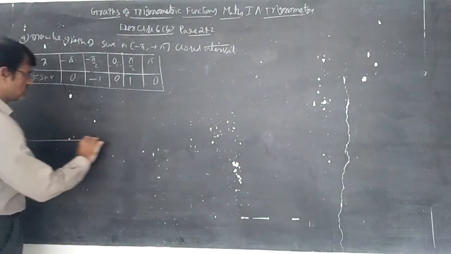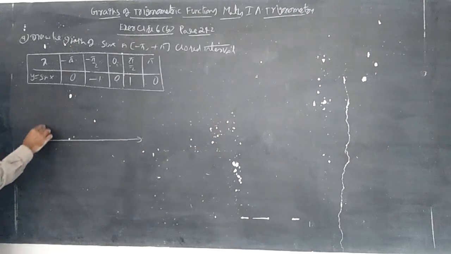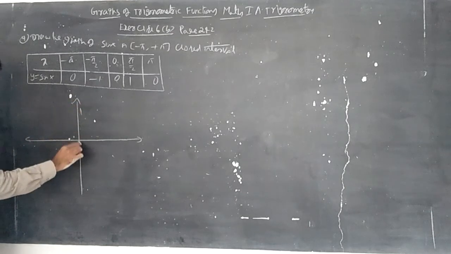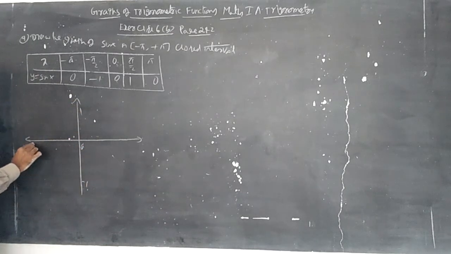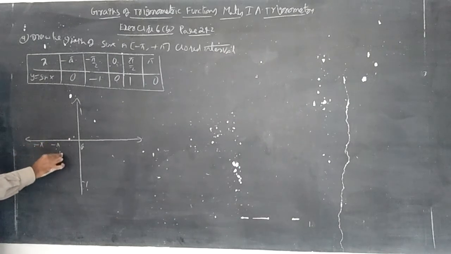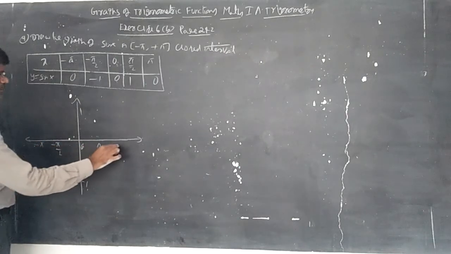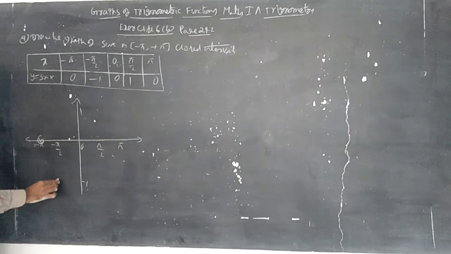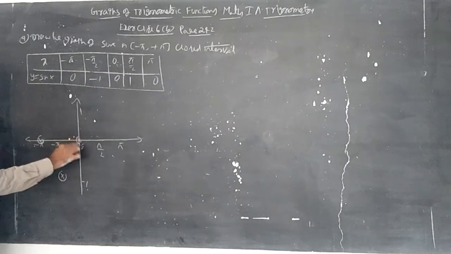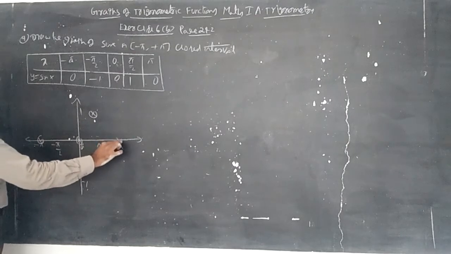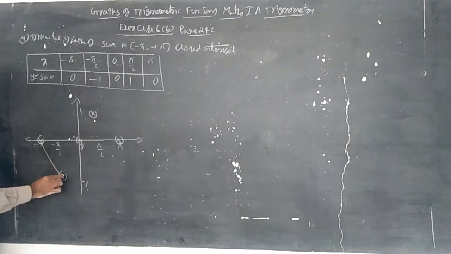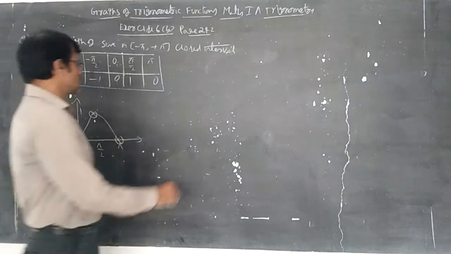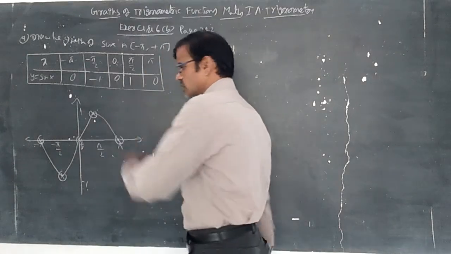Draw the graph. The values lie between minus 1 and 1. This is 1, this is 0, this is minus 1. From here we started at minus pi. This is minus pi by 2, this is pi by 2 and this is pi. For minus pi we got 0, put the symbol here. For minus pi by 2 this is minus 1, for 0 this is 0, this is 1 and again we got 0. This is a completely oscillating curve, an up and down curve.